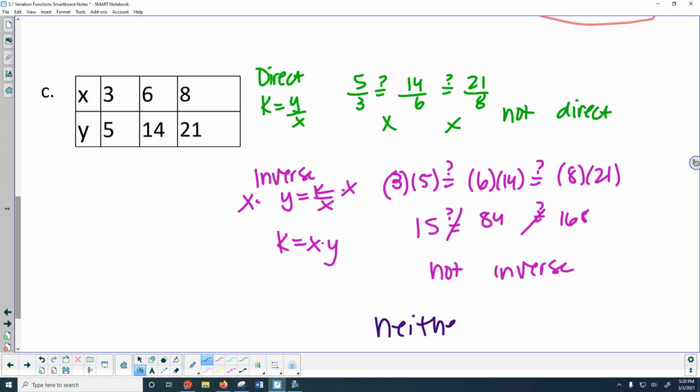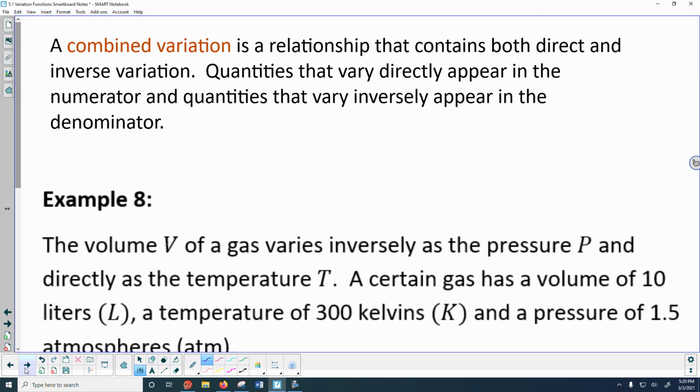Again, we're only going to test for those two. We're not going to give you a table and ask you for joint, because for joint, you'd have to have a z column also because you need an extra variable. All right, that leads us to our last type of variation and our last problem on this. It is combined variation, and as the word indicates, it's going to take some of those we've done and put them in one problem. It will have a relationship that contains both direct and inverse.